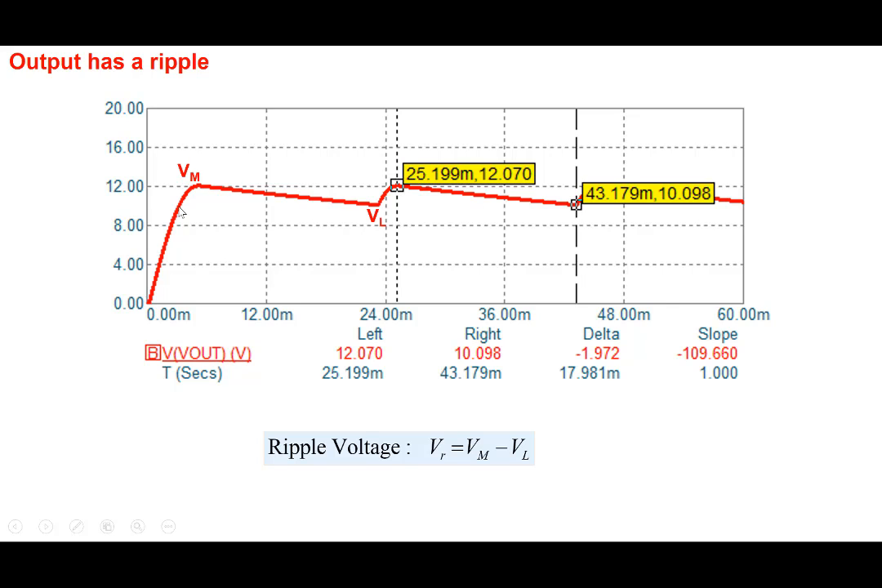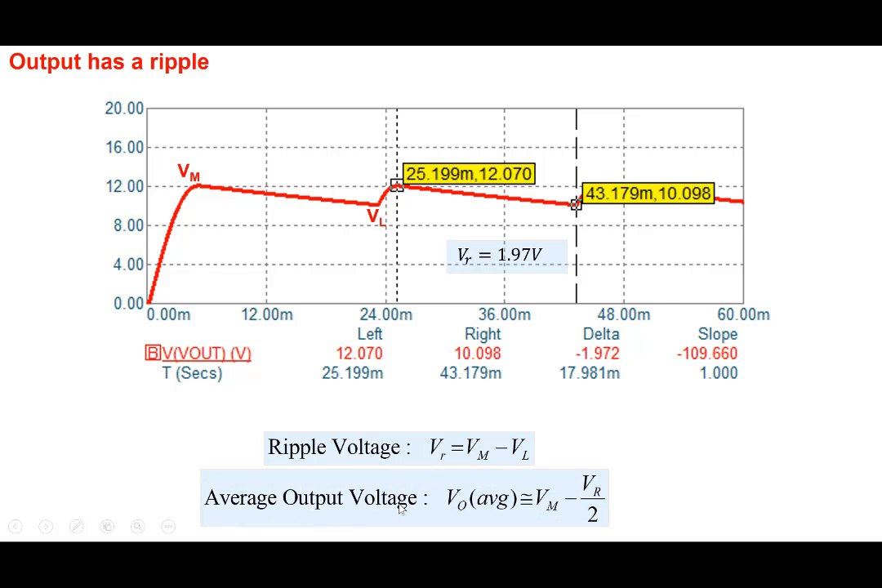Note that we neglect the initial part here, so we look at steady state. So VM minus VL is the ripple. And the ripple in this case for this particular example, the output is 12, VM is 12.070 and VL is 10.098. So V ripple is 1.997 volt here.